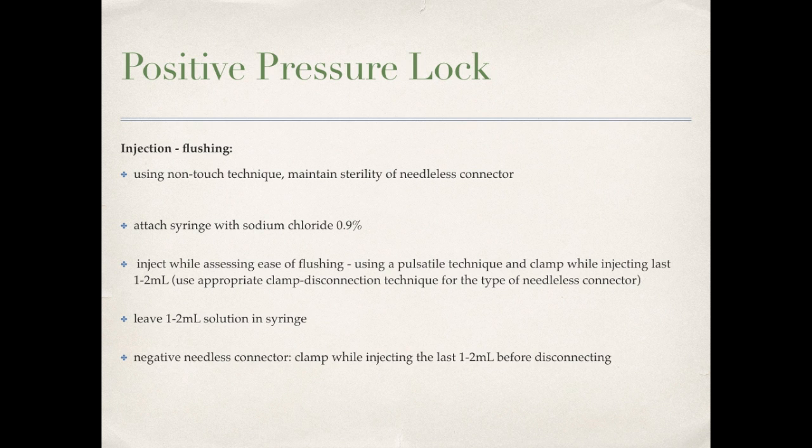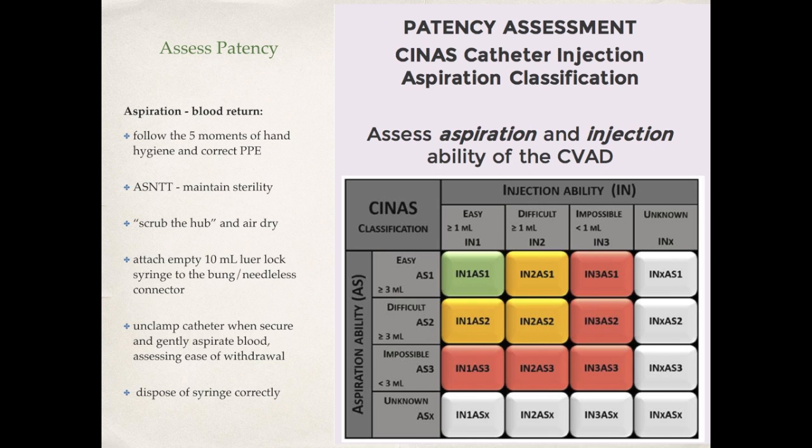So while flushing central lines, you use a pulsatile technique, so you pulsate. Usually 1 to 2 mls, and then you pause, 1 to 2 mls, pause, and this just creates turbulence in the line and is a good method at preventing any occlusion. And if we go back here to the classification, if there's any resistance or difficulty when you are injecting, this means that there is a potential occlusion.